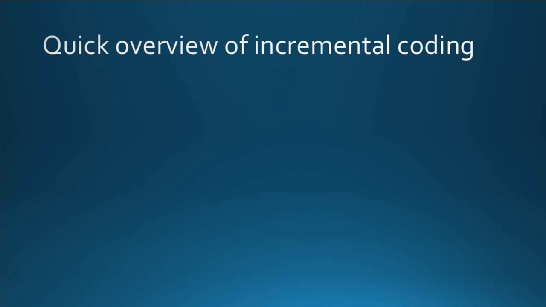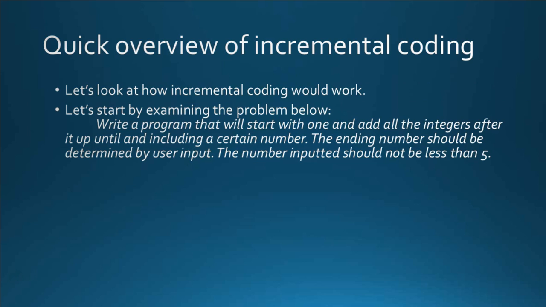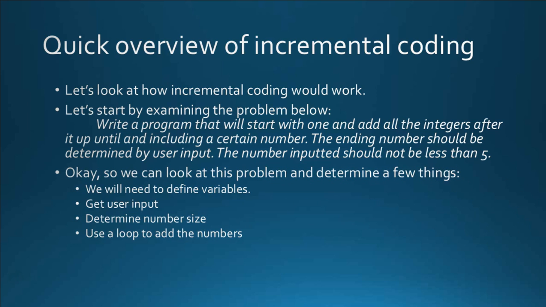So let's take a quick overview of incremental coding and how that would work. Here's our program. Write a program that will start with 1 and add all the integers after it up until and including a certain number. The number should be determined by user input, and it should not be less than 5. Let's look at this problem and we can quickly determine a few things. First, we need to define variables. We need to get user input. We need to determine number size. And then we could probably use a loop to add those numbers.